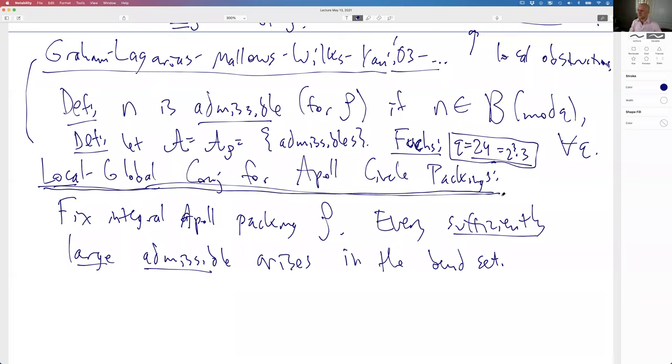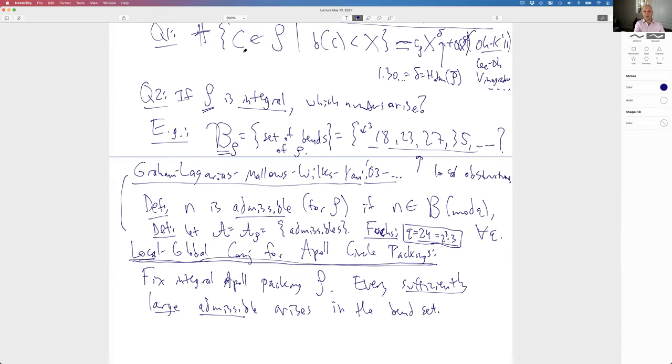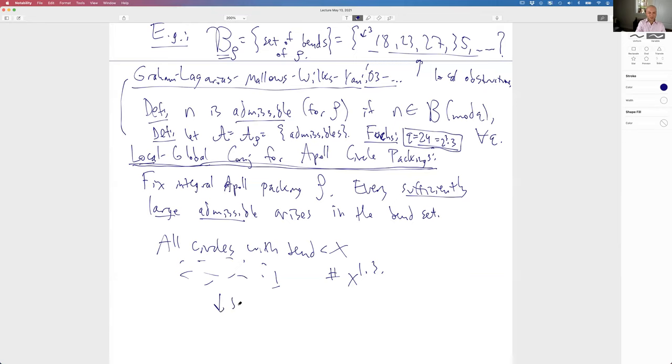The question to me is how falsifiable is this conjecture? Maybe you just haven't gone far enough out to see what's going on. But again, given the previous theorem, the number of circles, in other words, bends with multiplicity, is x to a power greater than 1. And so the reason you might expect this kind of thing, if we look at all circles with bend less than x, so this is some set, and the number of these is x to the 1.3, and then we take the projection to the integers, here's the integer line of size x. And the question is, what's the fiber of this map from circles in the packing to bends?